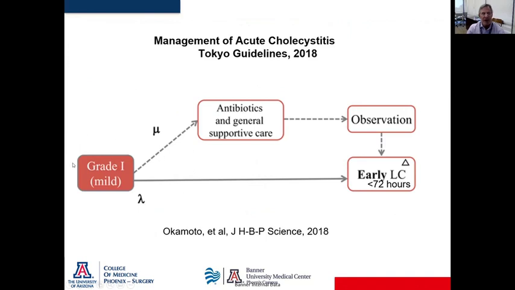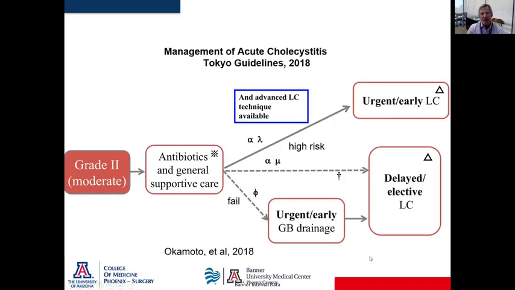Well, in patients who have mild grade 1 acute cholecystitis, it's thought that they should be given a dose of antibiotics and hydration, et cetera, general supportive care. And then the vast majority of these patients can be treated by early laparoscopic cholecystectomy. For those with grade 2 or moderate acute cholecystitis, again, antibiotics and general supportive care. And in those patients who are in a location where there are good experienced surgeons present, urgent or early lap chole is probably the way to go.